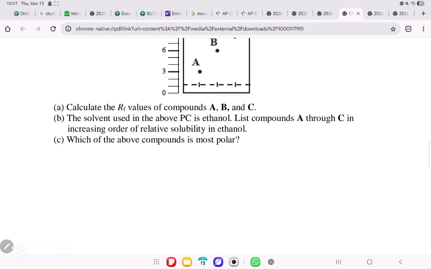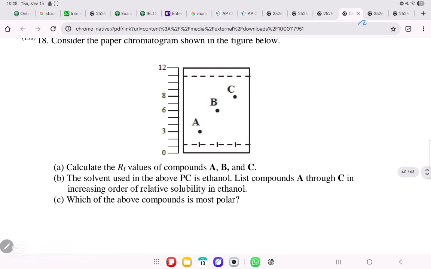They said the solvent used in the above PC is ethanol. List compounds A through C in increasing order of relative solubility in ethanol. So basically, you'll just go back to the chromatogram paper, and we will see the shorter the distance, that means the less soluble. The greater the distance, that means the more soluble. Or basically, think of it in this way. The more soluble a substance is in the solvent, right? So for example, substance C is very soluble in ethanol.